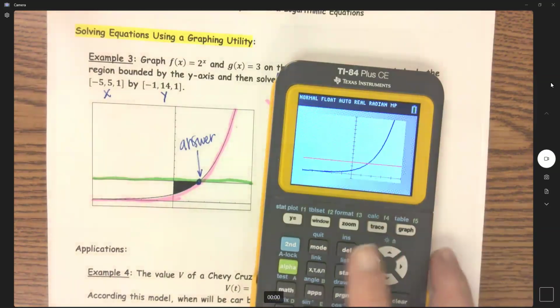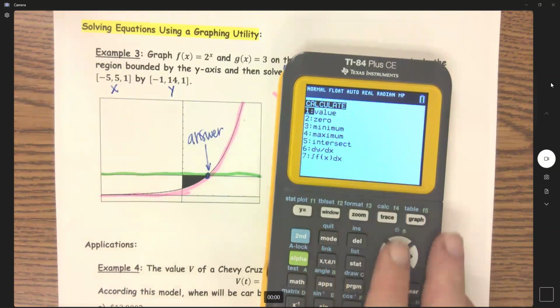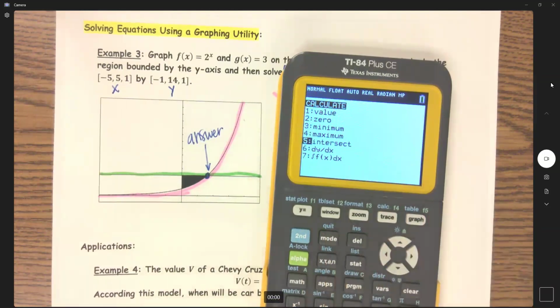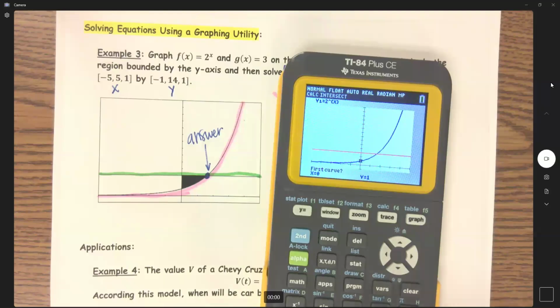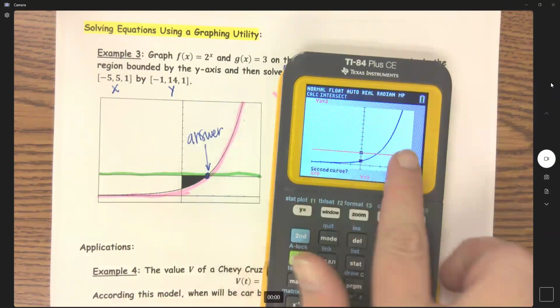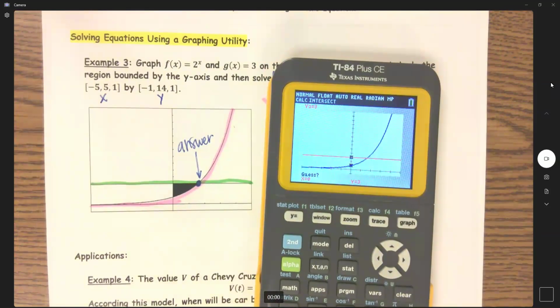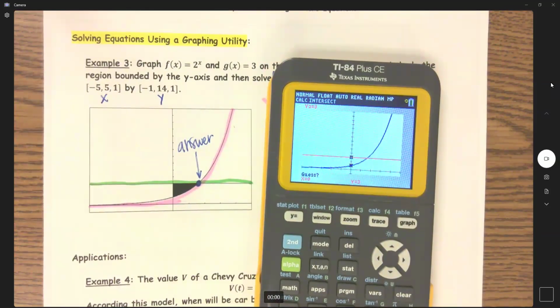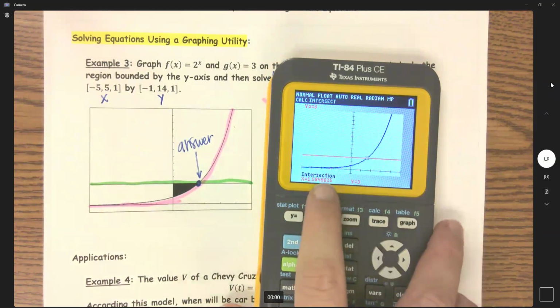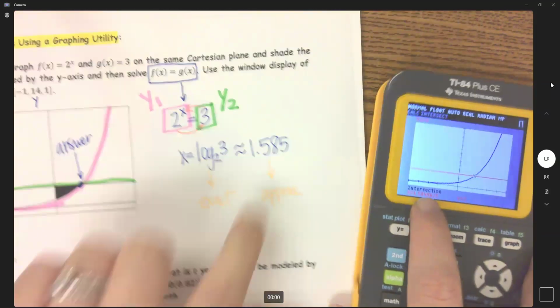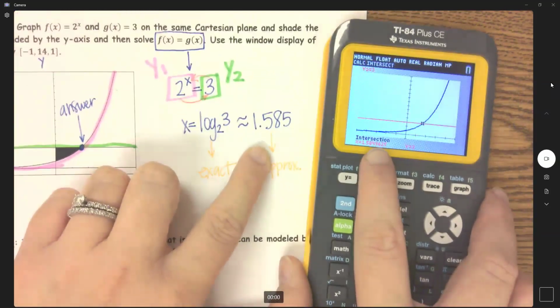So I'm going to go over here to calc. Second trace. I'm going to go down here to number 5 and find that intersection point. So hit enter. It wants the first curve. You're on that first curve. Enter. Second curve. You're on that second curve. Enter. Enter through the guess. And here we have the same approximate number.